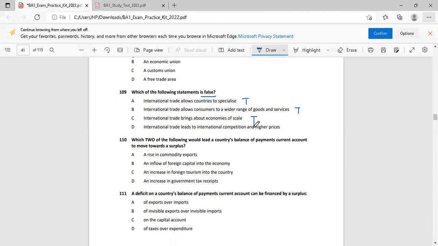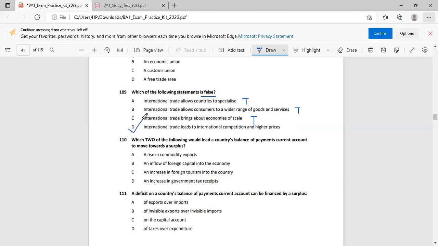So that is also one aspect of it, or one advantage of it. International trade leads to international competition. Yes, this part of it is correct, but it will result in a decrease in prices, not higher prices, because the competition is severe to sustain in the market and compete with foreign players. What happens is that the best value is provided to the customer. One aspect of it is lowering the prices. So if it says higher prices, it is false.